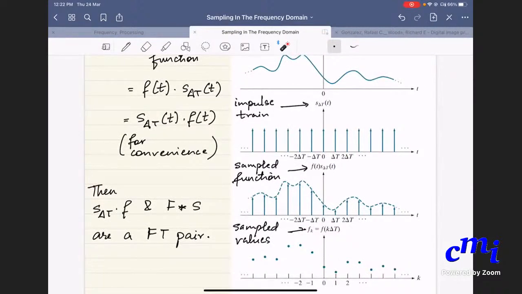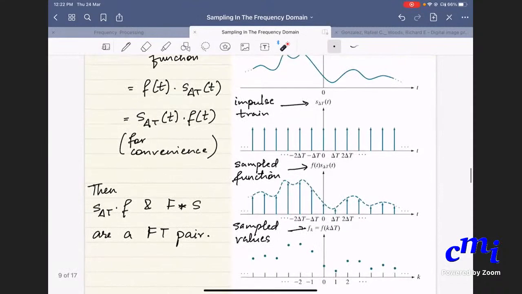Then, using the convolution theorem, if you look at the product s delta t times f, notice that this is my f tilde. So f tilde of t is f(t) times s delta t. But here the order doesn't matter. I could have written it the other way also. So I can instead write f tilde of t as s delta t times f(t), right?